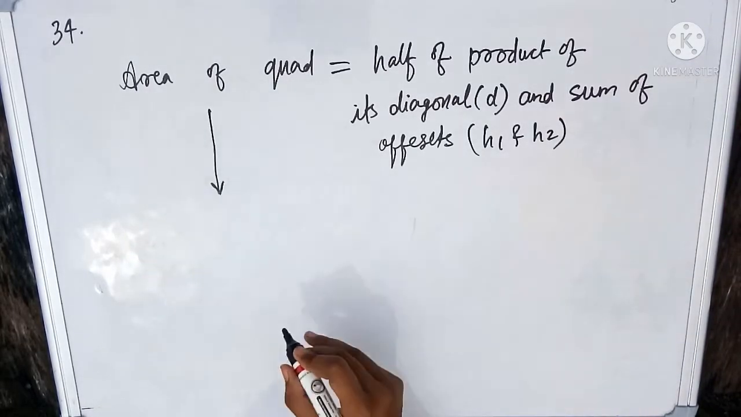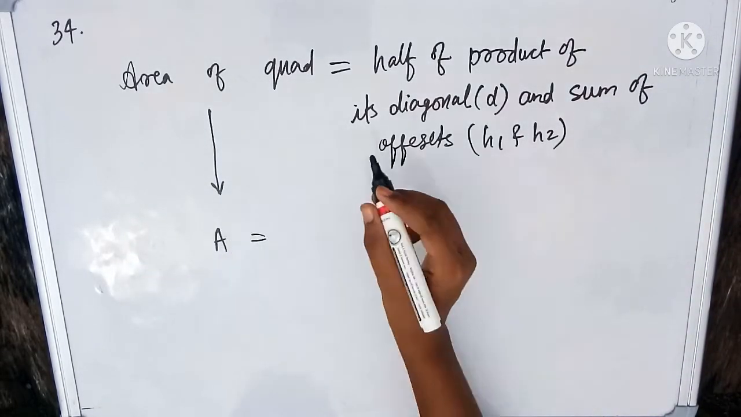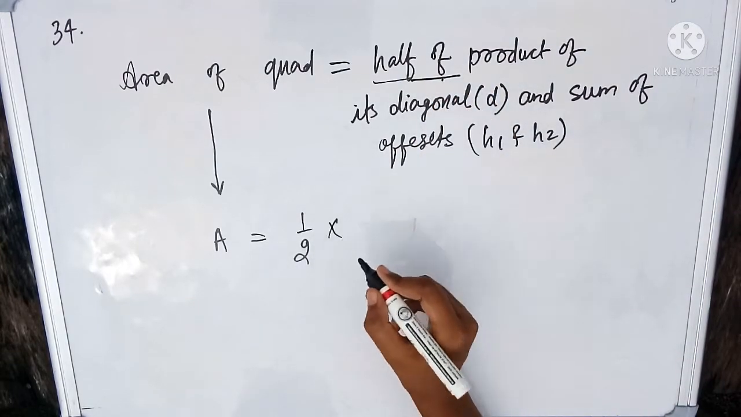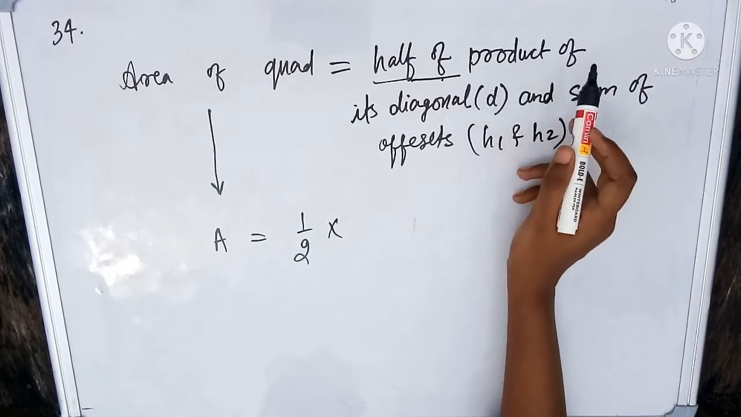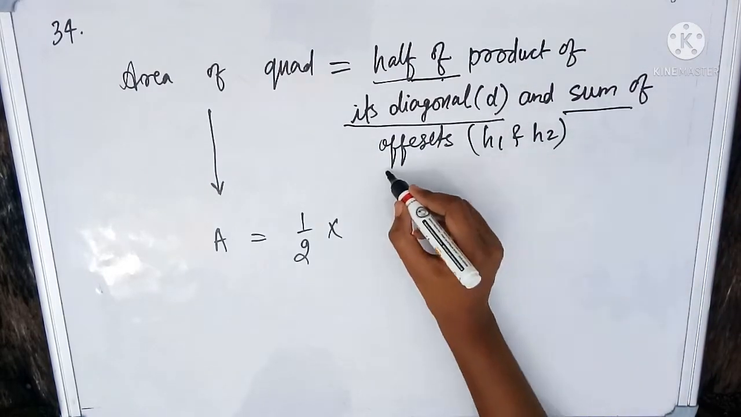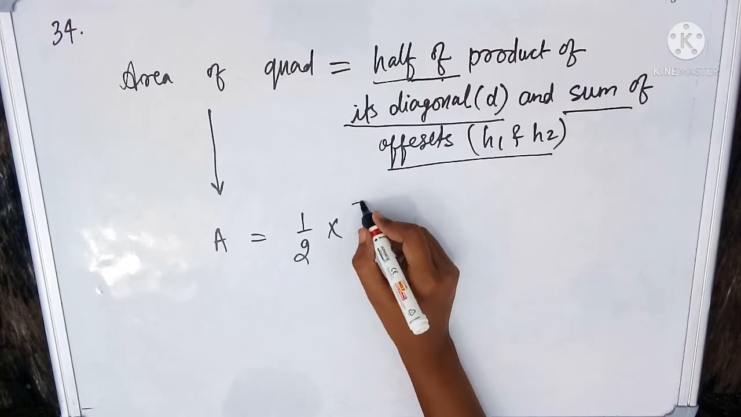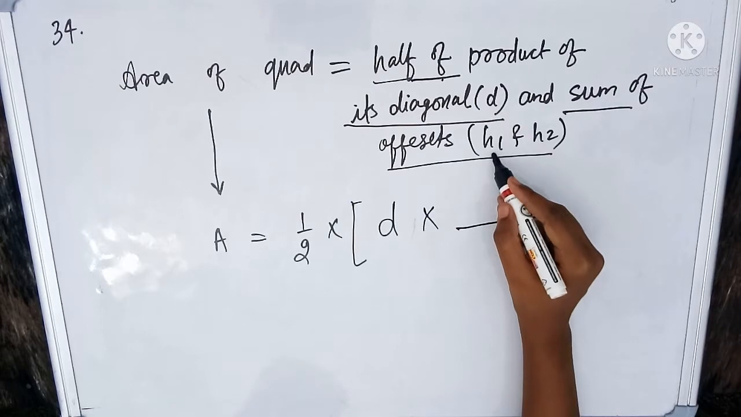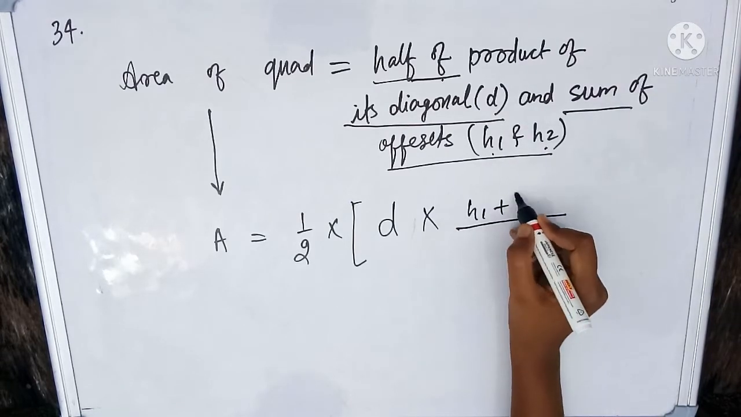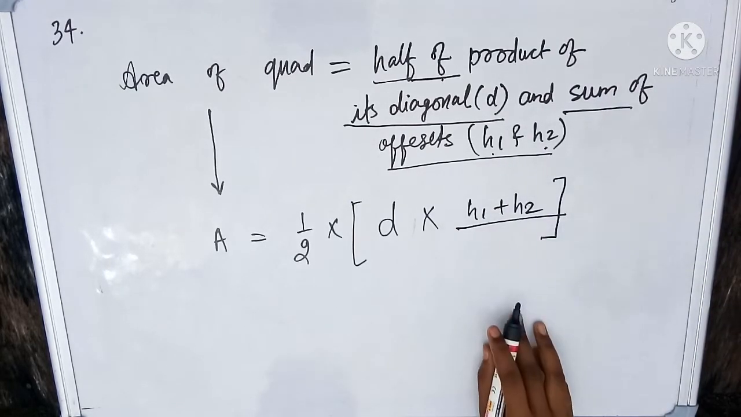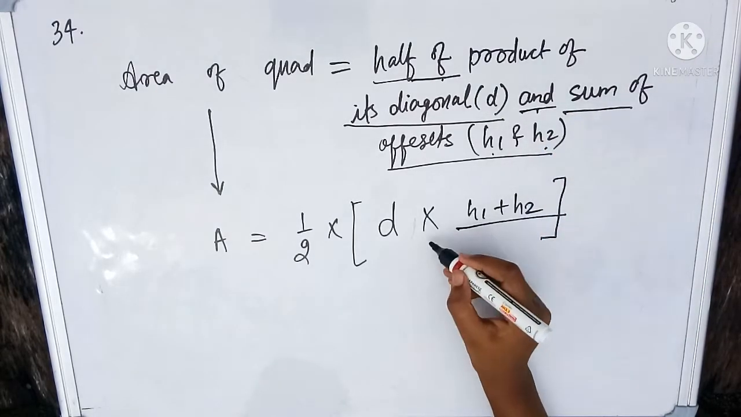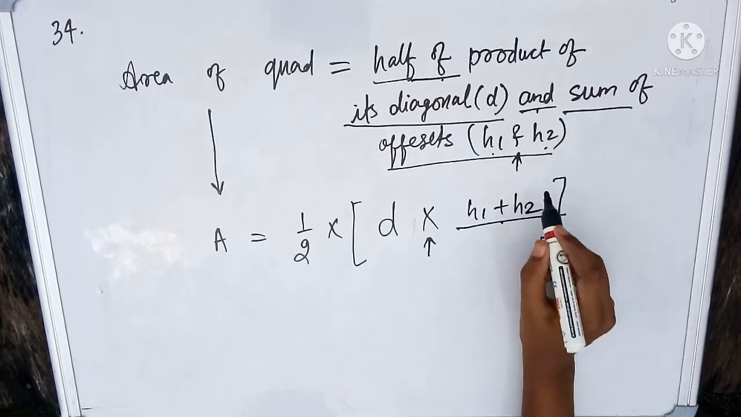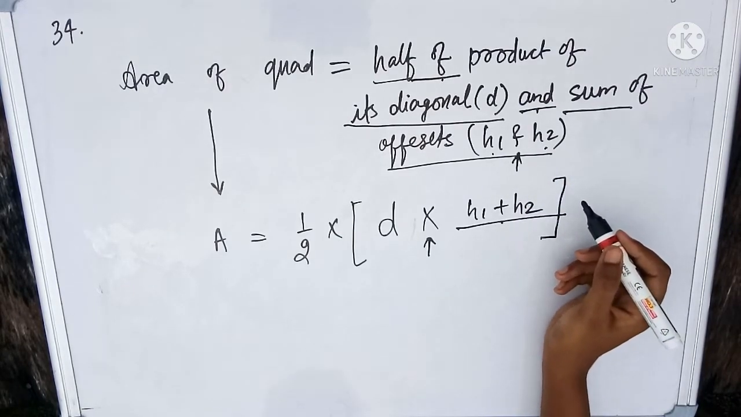So let us say the area of quadrilateral is A and is equal to half of. So half we can write as 1 by 2, and for of we can write multiplication. And now we have to do the product of two things, its diagonal and the sum of offsets. So here we have its diagonal as D and the sum of its offsets will be h1 plus h2. So for these we write multiplication, and for this we use plus. So this is the formula of the quadrilateral according to the question.